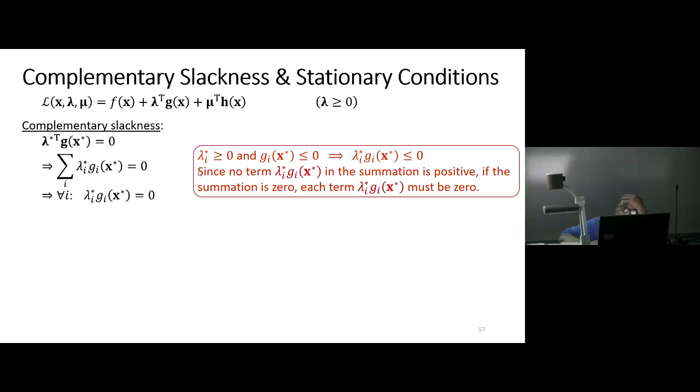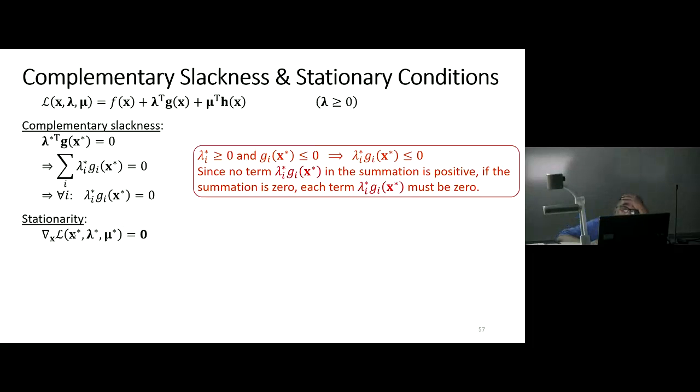Lastly, this is what I meant. Since g i and lambda i have opposite signs, their product, lambda i star g i star, must always be less than or equal to 0. And so in this summation, each term must separately be equal to 0 if the whole summation is equal to 0.